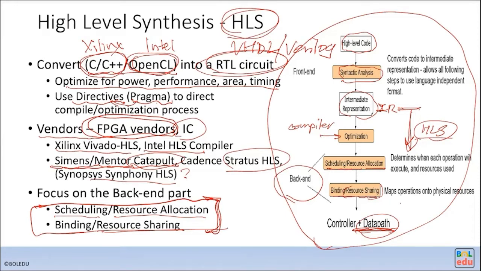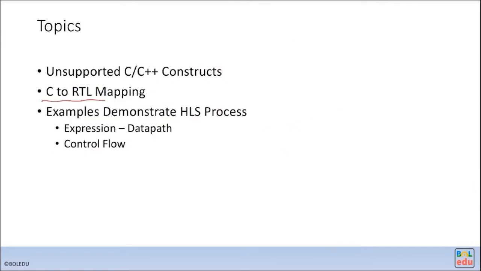First, I will briefly cover which C constructs are not supported by HLS. I will go through a C-to-RTL mapping flow. Then I will show two examples in greater detail on how the HLS process works. It's very much like our design process. I will tell, step by step, how to do an expression, a typical data path design, and the control flow, that is, a for loop.